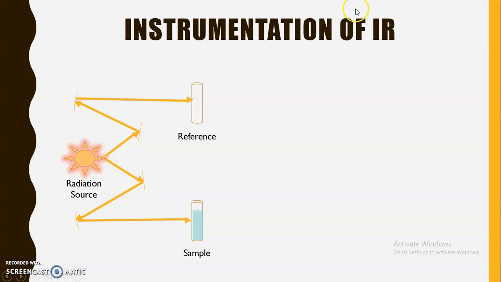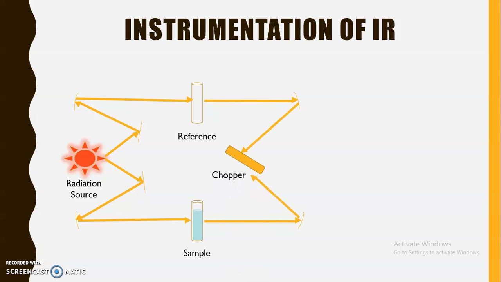But here, as there is an absence of sample, all the light that is coming out from the radiation source will be transmitted. So 100% transmittance is observed if the cells are not absorbing the IR radiation. So it will carry out the differentiation between the reference beam as well as the sample beam. Further, the light coming out from the reference beam as well as the sample will fall again on the concave mirrors. From there it will be reflected towards the chopper.